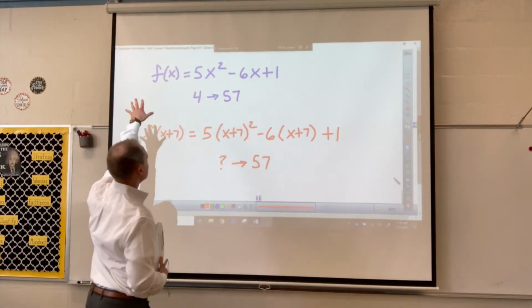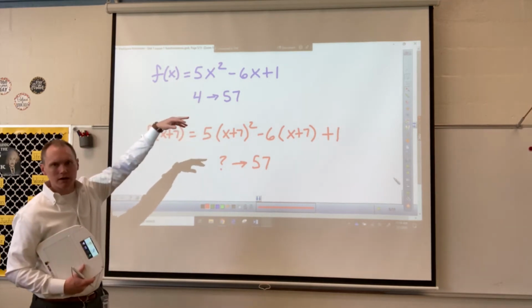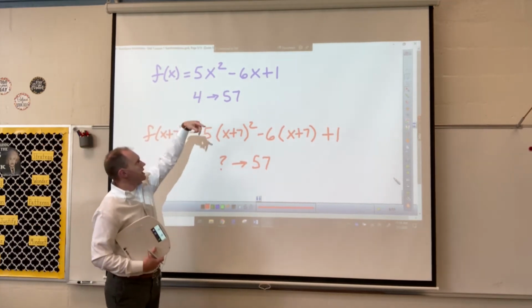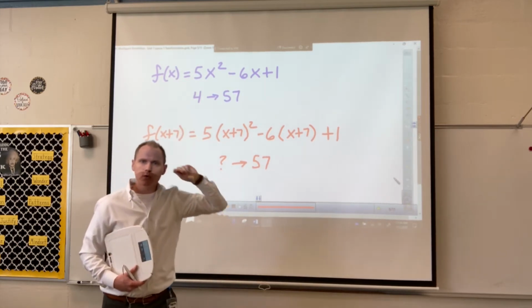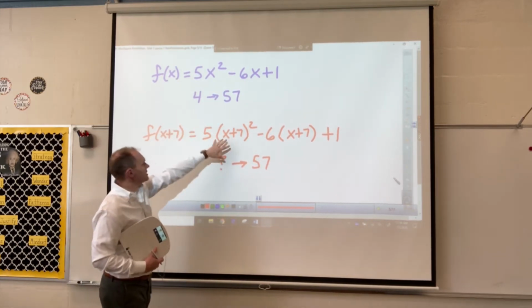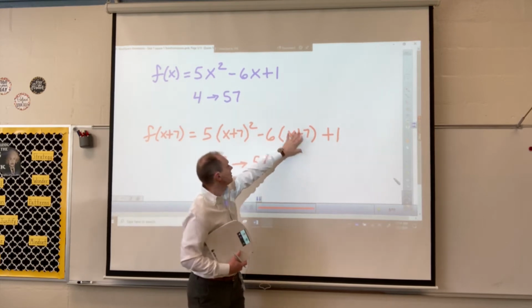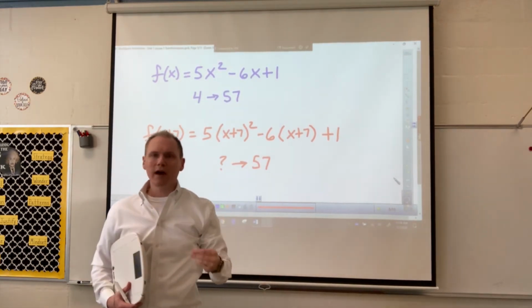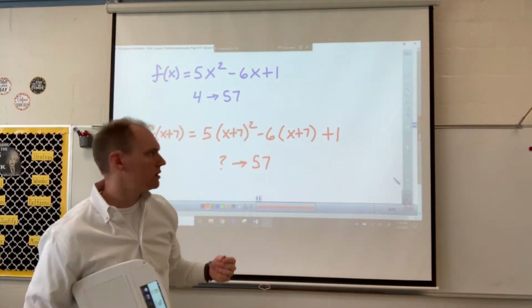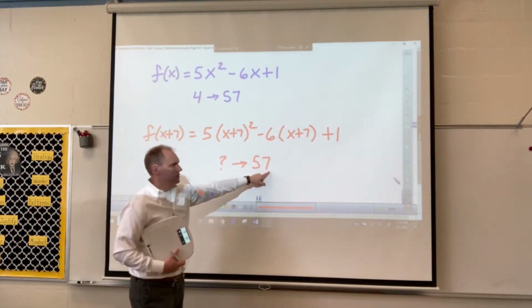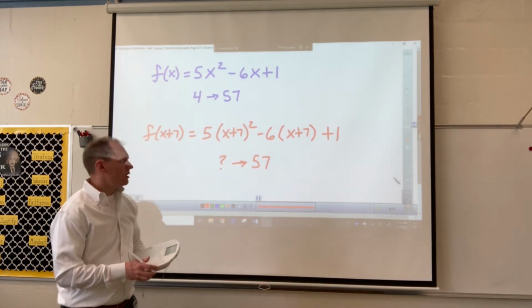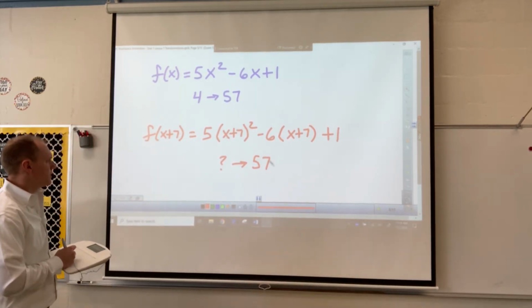All right, so now we've got this polynomial up here. It's a quadratic. And putting in 4 into this quadratic gives us 57. So we want to think now, we've replaced the x's with x plus 7. So both those x's, we put in x plus 7 for both of those. What value could we put in for x so that it would still output 57? So let's think about that for a second. We still want it to output 57.